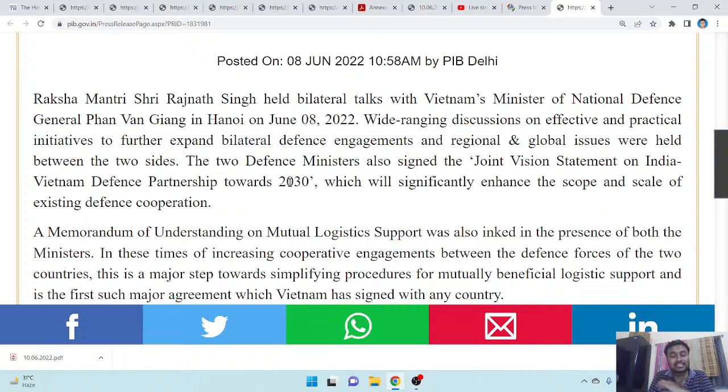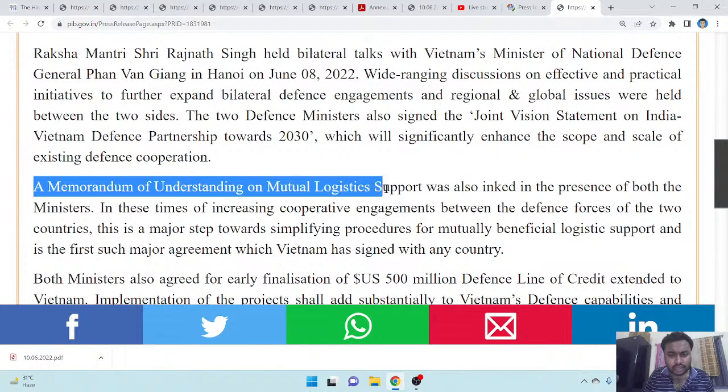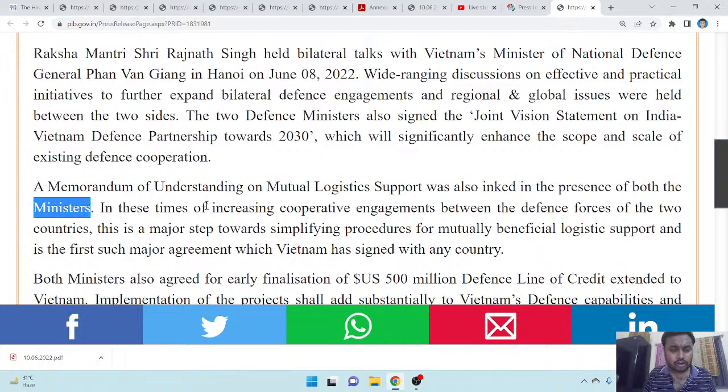So India will sell their defense equipment to Vietnam, and Vietnam also will sell their defense equipment to India. And most importantly, a memorandum of understanding on mutual logistics support was also inked in the presence of both the ministers. So they mainly focused on logistics support, meaning military equipment, technical equipment, engineering equipment, okay, software equipment. So this is the main tradable thing India wants to trade to Vietnam.